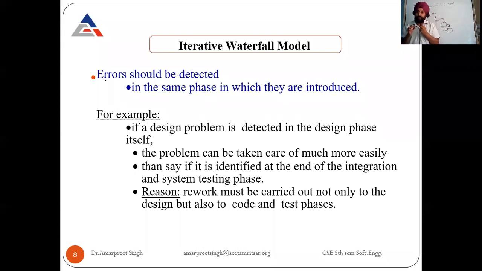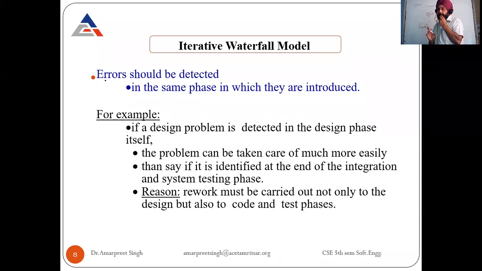So what happens in the iterative waterfall model? Errors should be detected in the same phase in which they are introduced. Generally, when we are working on any phase, say phase one, that is the requirement phase, then all the errors should be detected here itself before leaving this phase. Then we should remove all those errors and move to the next phase.